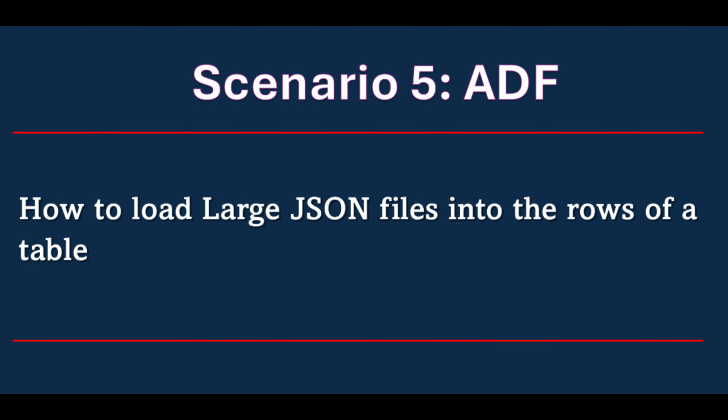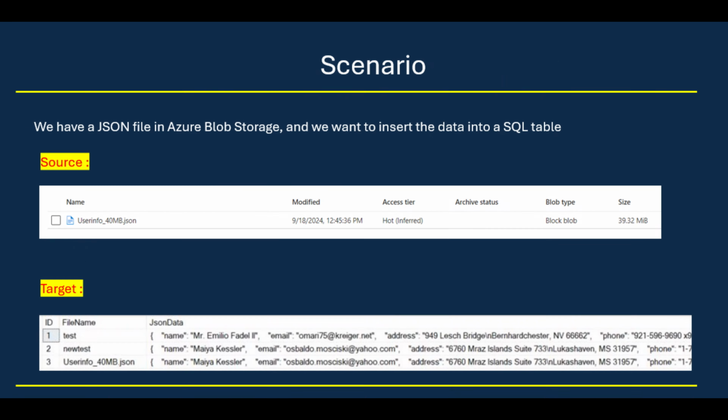Hello everyone, in this video I will explain how to process large JSON files and load them into the rows of a table. In my previous video we saw the process to load JSON files into the rows of a table using the lookup activity. However, there are certain limitations with the lookup, which can only return a maximum of 5000 rows or 4 MB of data. In this video, I will guide you how to process large JSON files and load them into the rows of a table using the copy activity.